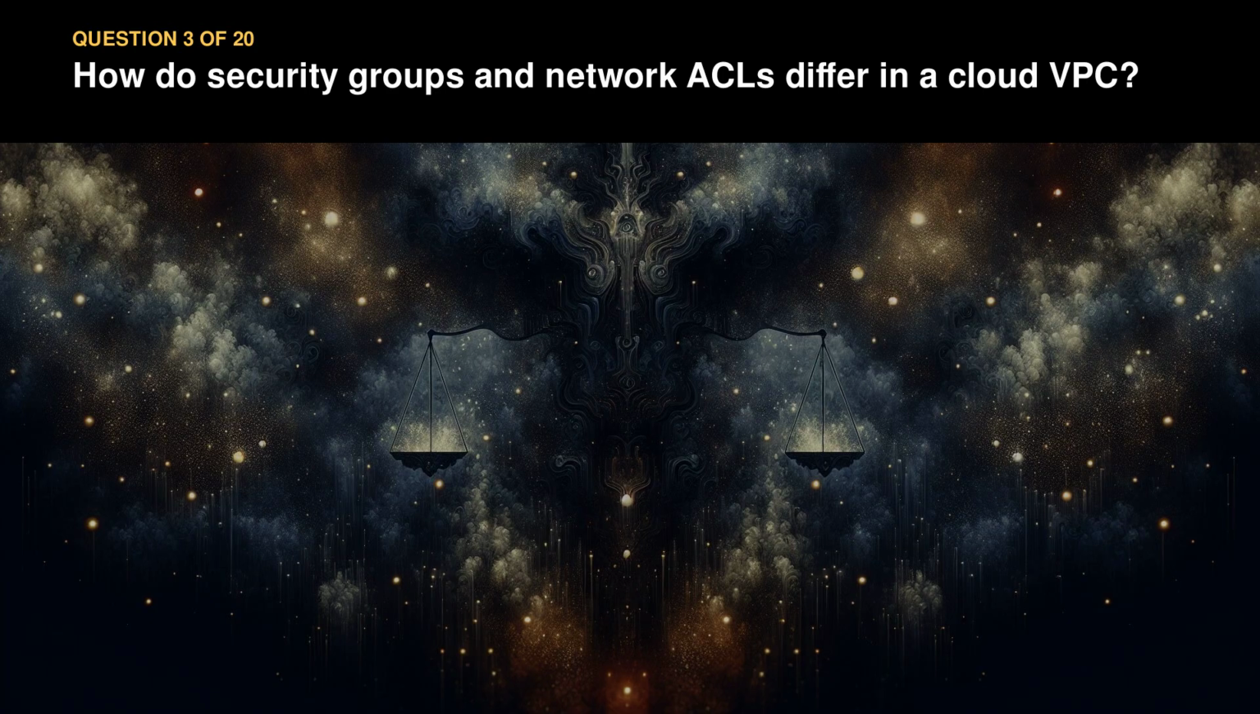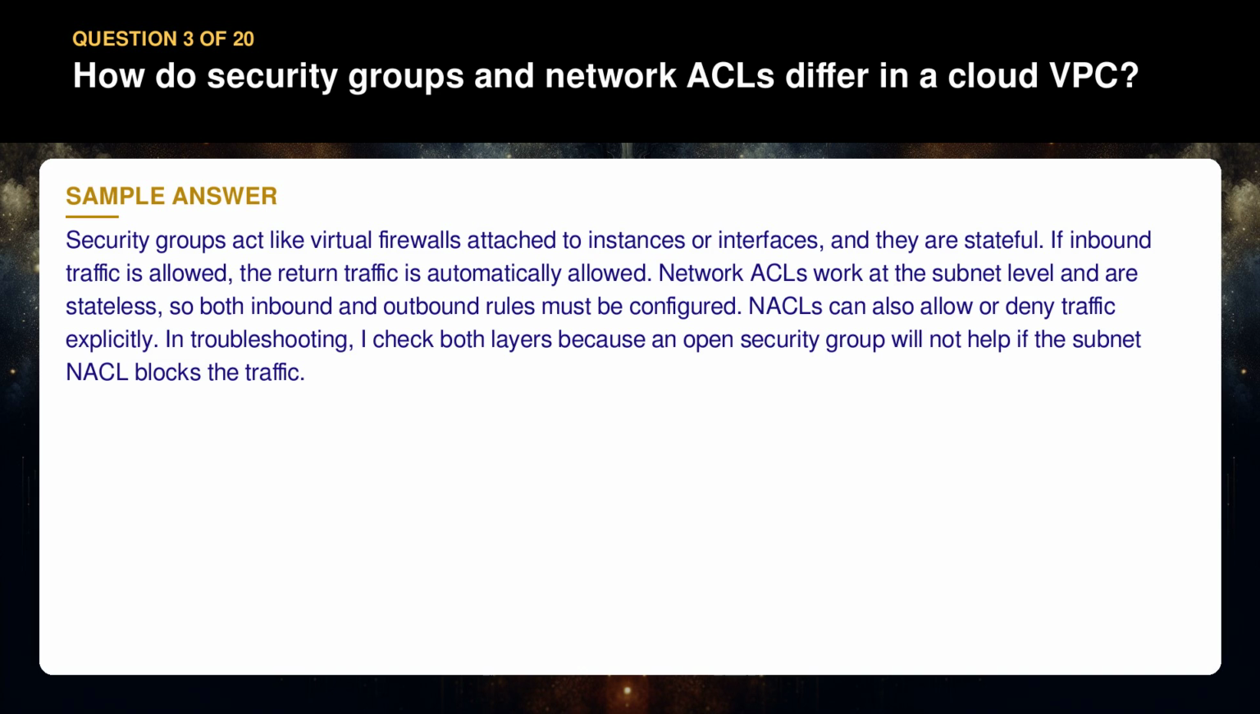Question 3. How do security groups and network ACLs differ in a cloud VPC? Security groups act like virtual firewalls attached to instances or interfaces, and they are stateful. If inbound traffic is allowed, the return traffic is automatically allowed. Network ACLs work at the subnet level and are stateless, so both inbound and outbound rules must be configured. NACLs can also allow or deny traffic explicitly.